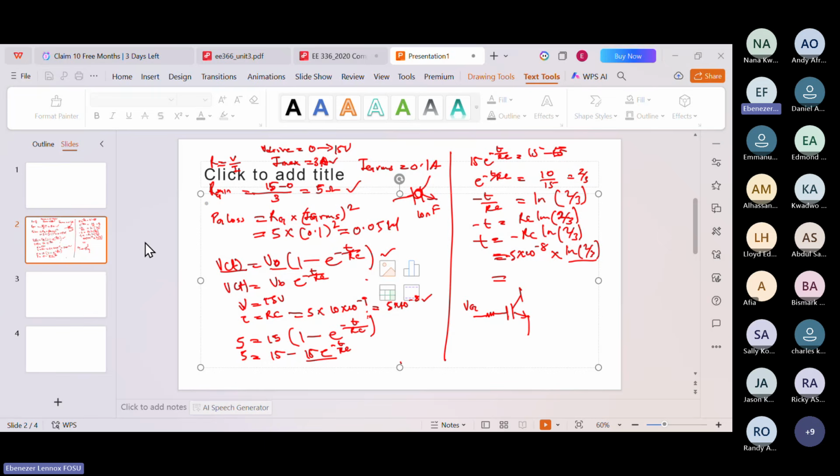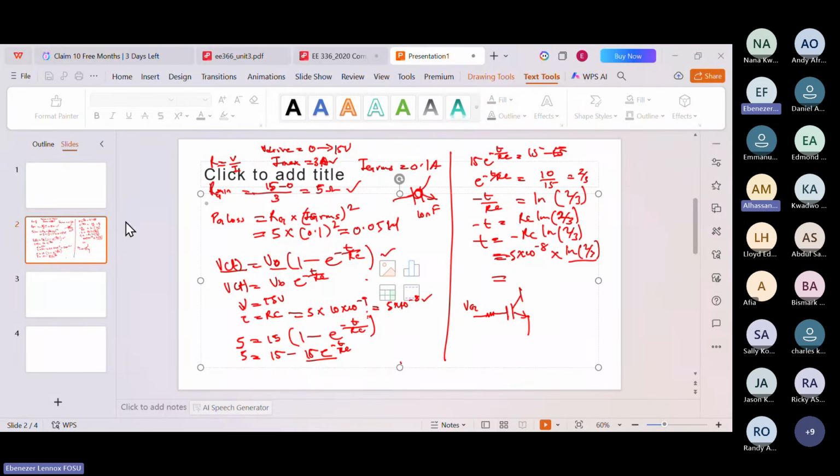This V naught is the steady state value. So when everything settles, what will be the voltage across the capacitor after a very long time? When you give it some time, it will charge up to the maximum voltage. The maximum voltage applied to the gate is 15 volts, so V naught is going to be 15 volts. And the voltage we are looking at is 5 volts.